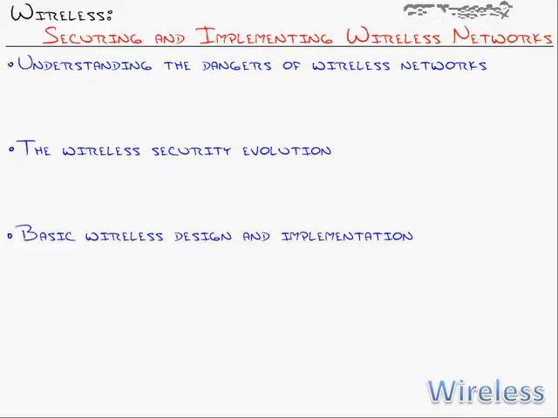Now it sounds crazy, but that's exactly what you do when you implement a wireless network without security. It's just an open door right into your organization. So what we'll be talking about here is the wireless security and implementation standards and considerations you'll have to think about when you're setting up a wireless network. First off, I'll look at the dangers of wireless networks and then the security evolution, how the security has evolved to address those dangers. Finally, we'll take a look at basic wireless design and implementation, ideas that you need to have in your mind when you're setting up a wireless network.